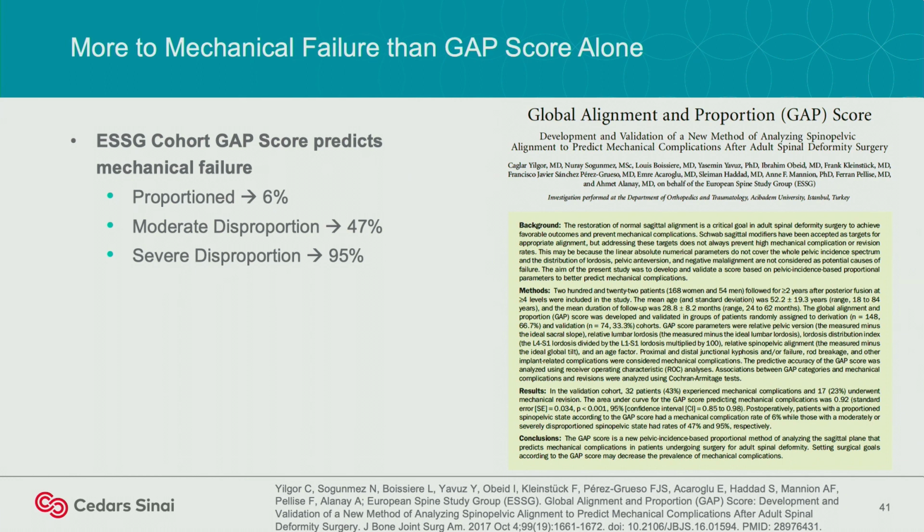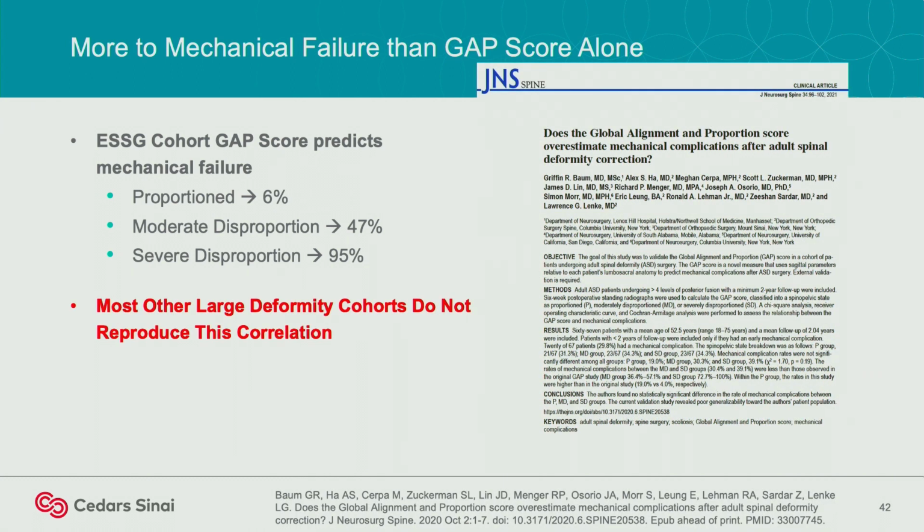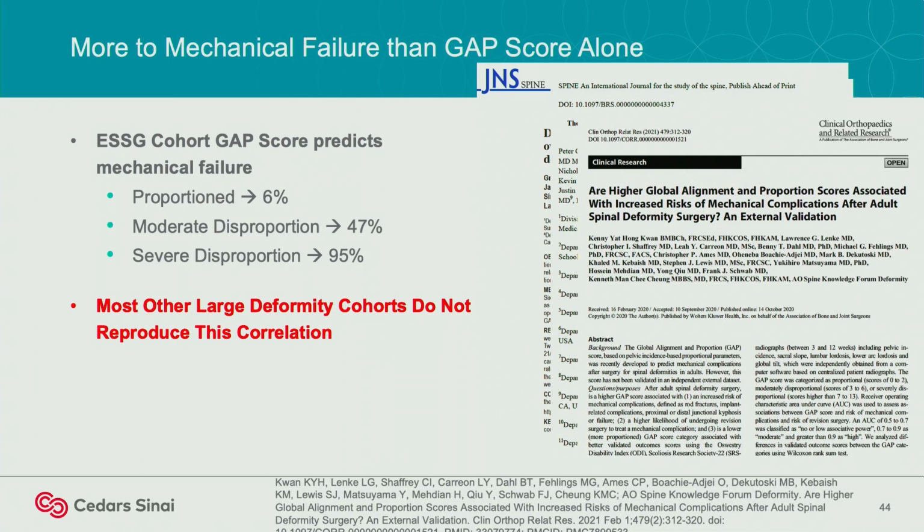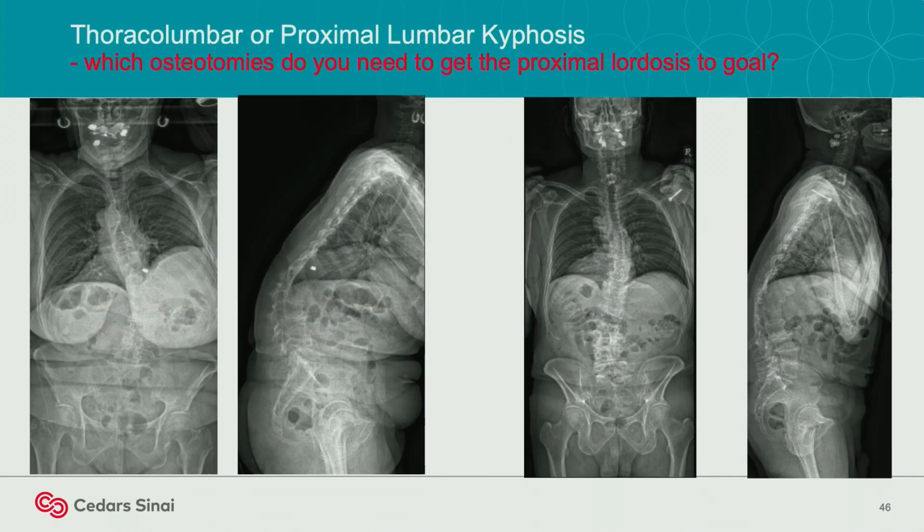At least within the GAP score predictions, they found very high rates of being able to predict who was going to have mechanical failures. Now, there are caveats to that, because that was validated within basically the same data set that it was created in. Other deformity series have not shown the same strong correlation with GAP scores, but I think there's enough evidence of the underlying principle that regional alignment is something we need to pay closer attention to, and how that affects our deformity correction techniques and where we're going to be getting our correction, I think, is helpful.